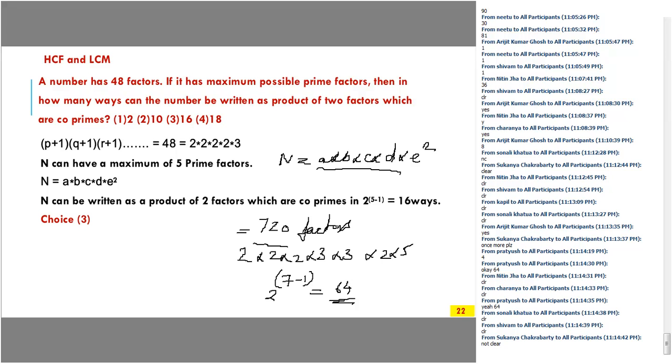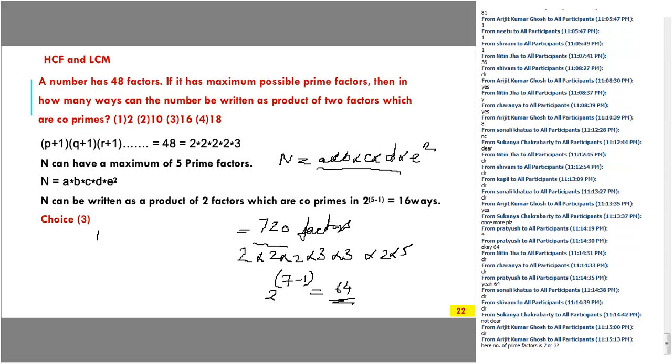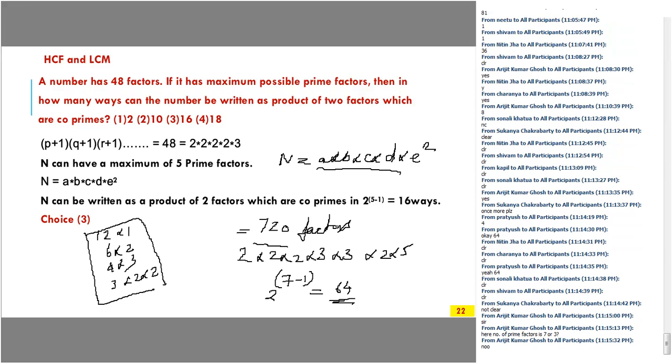What is not clear, Sukanya? Speak, Sukanya. So this phrase of maximum possible prime factors, this part is not clear. See, last time we did. If a number has 12 factors, it can be written as 12 into 1, 6 into 2, 4 into 3, 3 into 2 into 2. That's 3 prime factors. Remember, we have done this in the previous class. How many remember this? Do you remember? Yes, sir. Ajit, are you clear now?